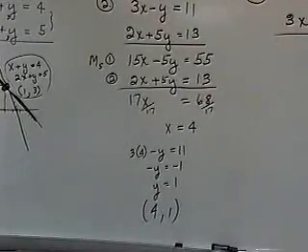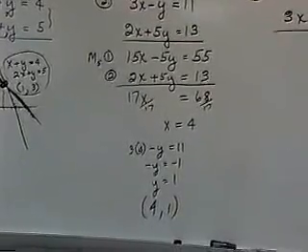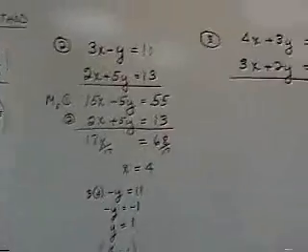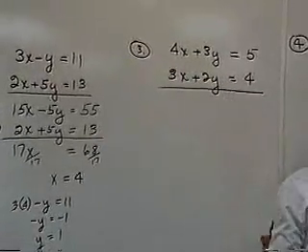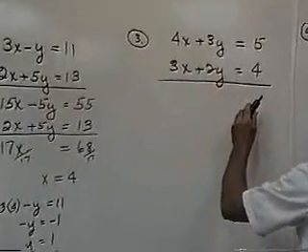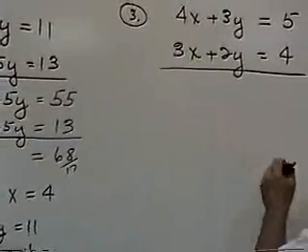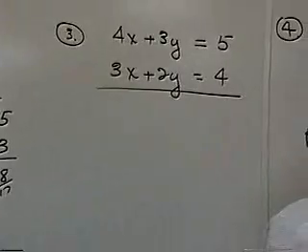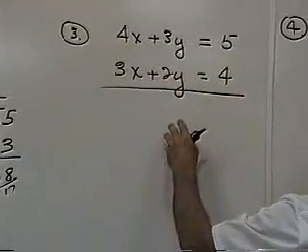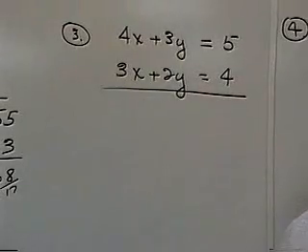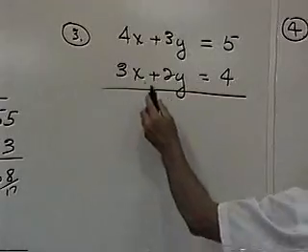All right, let's look at the next example now. Okay, the next example: 4x plus 3y equals 5, and 3x plus 2y equals 4. What letter do we want to get rid of? Well, here it really doesn't make any difference. They're all different numbers. They're not a plus and a minus, so what we have to do is make it work. So one way of doing it would be, let's get rid of the x's.